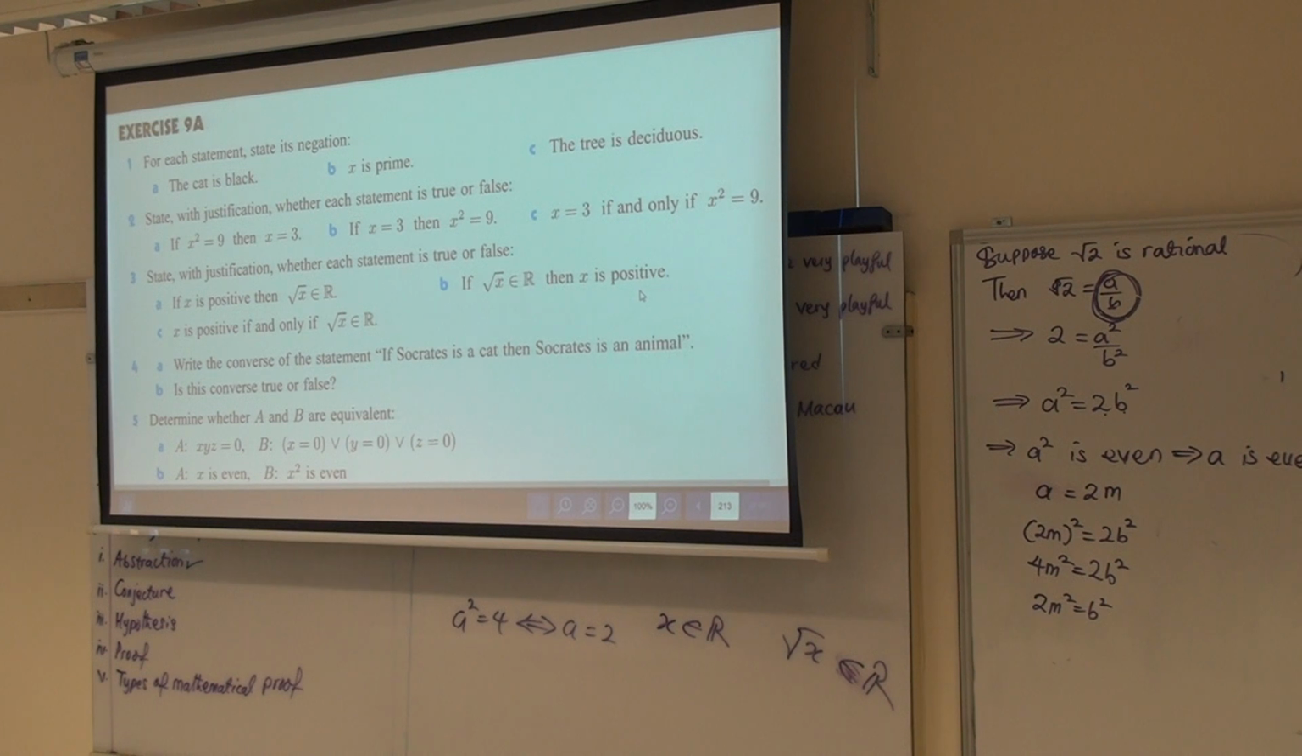Are you sure? If it's an animal, then it must be a cat. Does it have to be a cat? It could be a dog. According to our biology teacher, it could be a human being, because we are all animals, right? But not in a negative way. We're animals. Does it make sense? So you can see a statement is true, but the converse is not true.